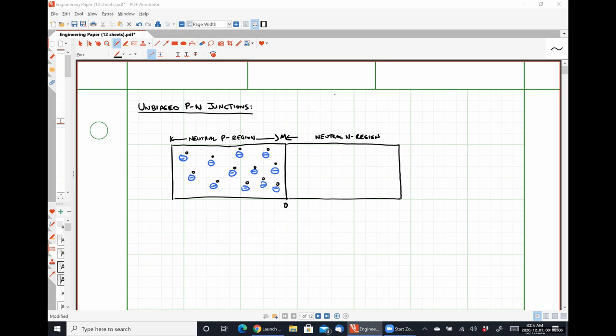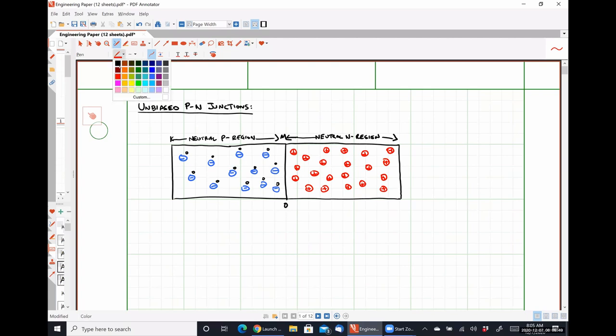So in our neutral N region, this is where our donor atoms are going to be. They are positively charged ions, and each one of these positively charged ions is going to have an associated free electron. I am intentionally drawing significantly more donor ions than I did acceptor ions. And so we have electrons associated with each and every one of these.